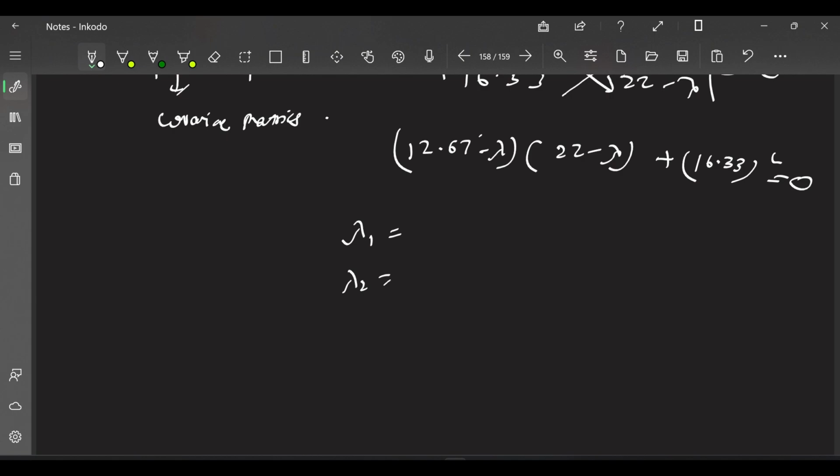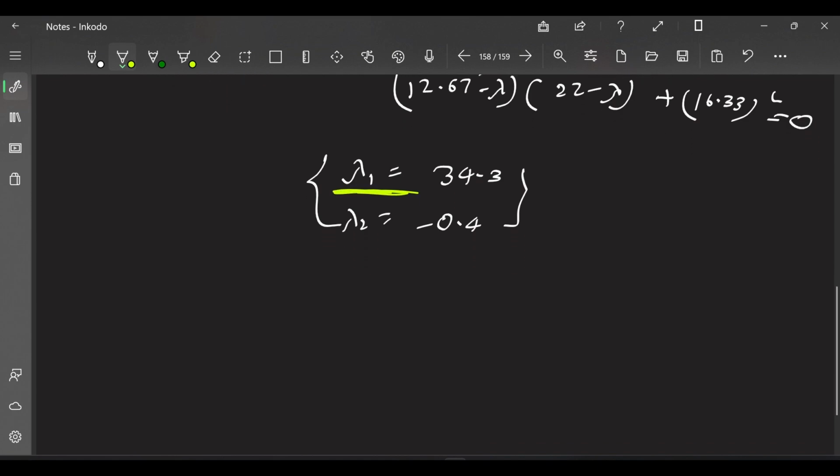I have already calculated. So lambda 1 is equal to 34.3 and your lambda 2 will be minus 0.4. Okay, so here the two lambda values came. Now the question is which lambda value we will take. We will take the higher value of lambda. In this, the lambda value 34.3 is much higher than minus 0.4, so we are going to take this value as our lambda.